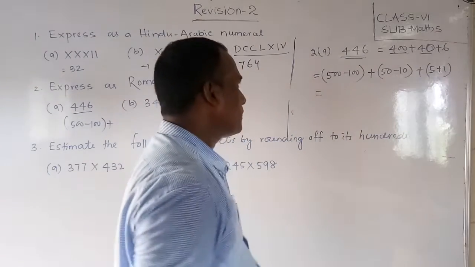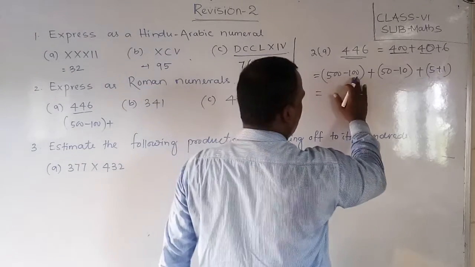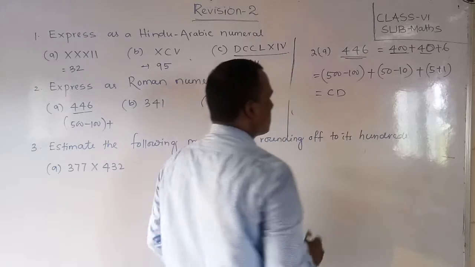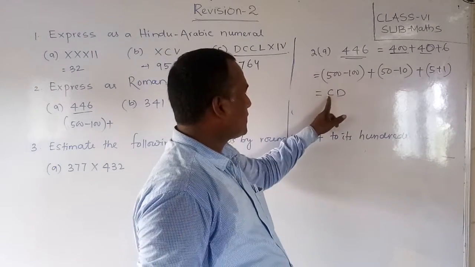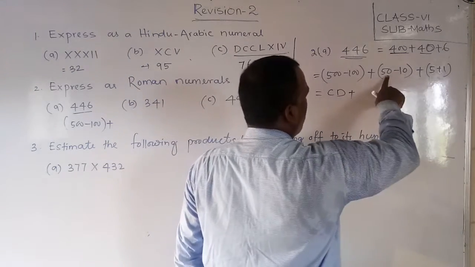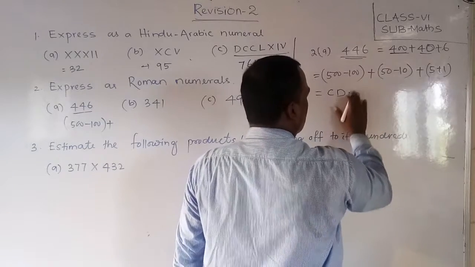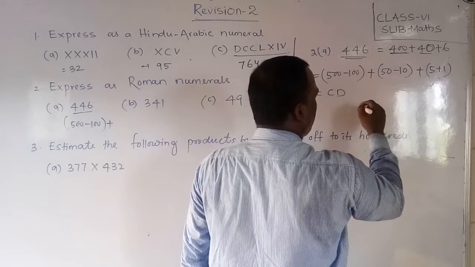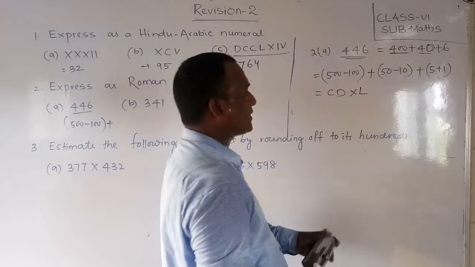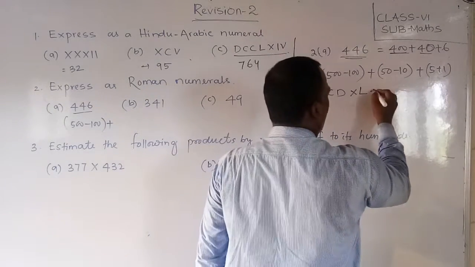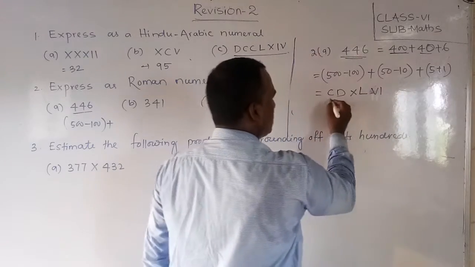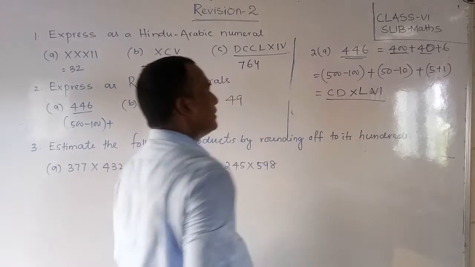So now observe here. If 500 minus 100, how can we write this, friends? Now we can write it CD. Observe. CD means 500 minus 100. Okay? Plus 50 minus 10. That means what can we write? XL. Plus VI. So the answer is CDXLVI. Are you clear, friends?